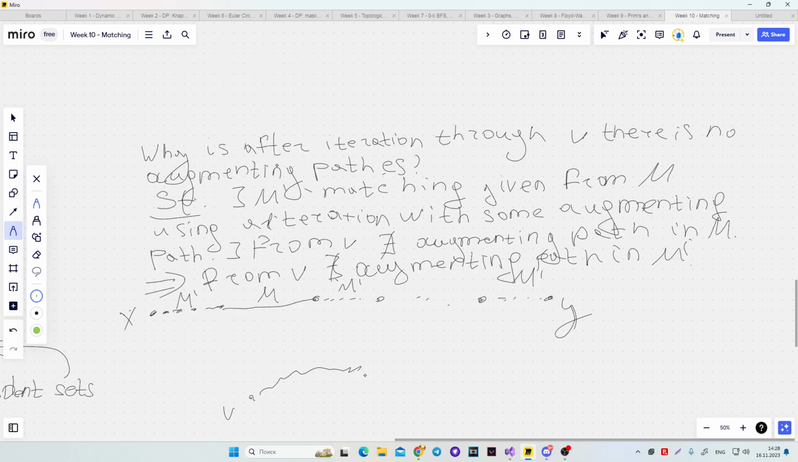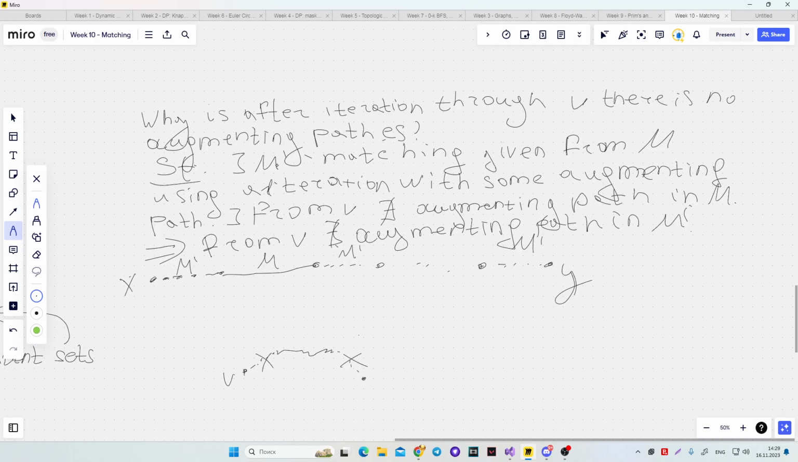So we get that this path will be an augmenting path for M2, because we can just extract edges and get an augmenting path for M. So we get an augmented path in M. That means we get a contradiction.